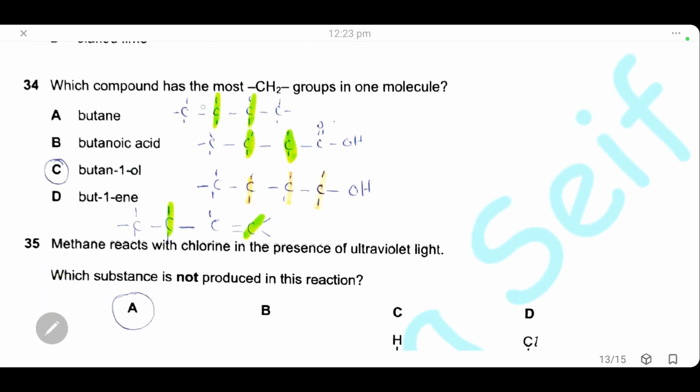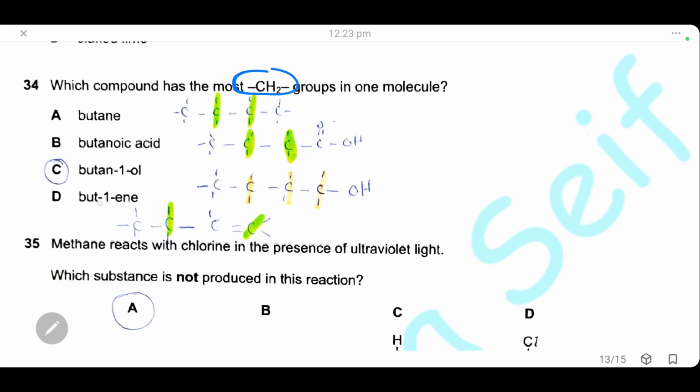34. Which compound has the most CH2 groups in one molecule? So I draw the structure of the 4 substances to count how many CH2 in each one, so we can answer the question. First, here we have butane, 2 CH2 groups highlighted with the green light. Butanoic acid, we have also 2 CH2 groups. For butanol, we have 3 CH2 groups highlighted in orange.